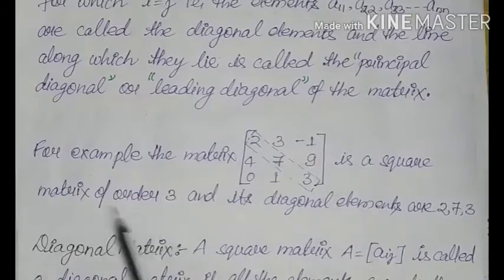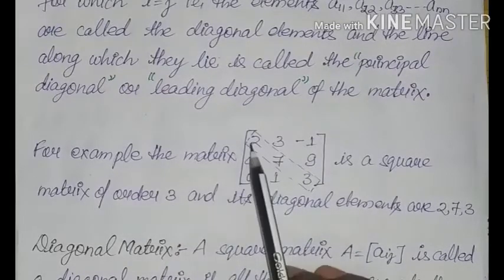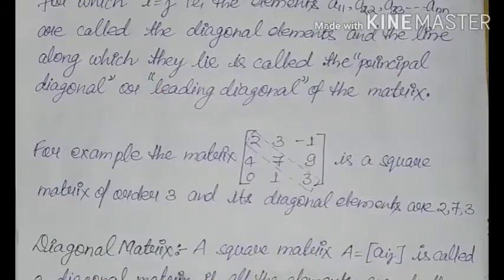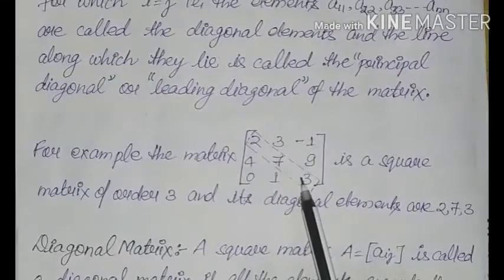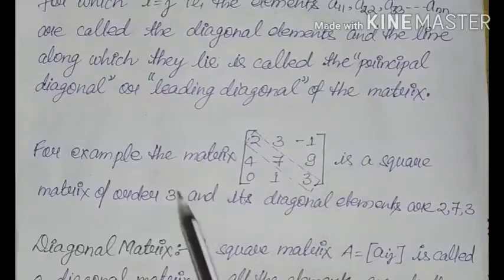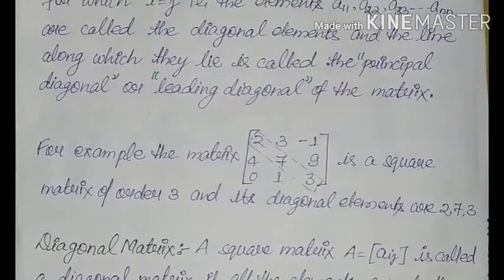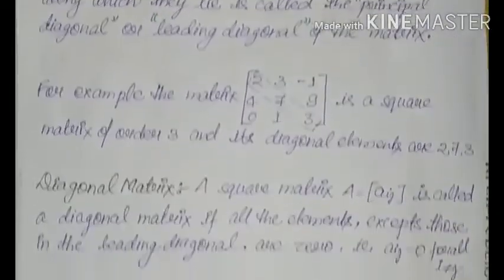Here this is a square matrix of order 3 because there are 3 rows and 3 columns. That's why the order is 3. The rows and columns are the same, so this is a square matrix of order 3 and its diagonal elements are 2, 7 and 3. Okay, the next one is the diagonal matrix.